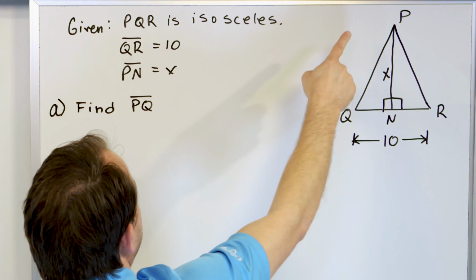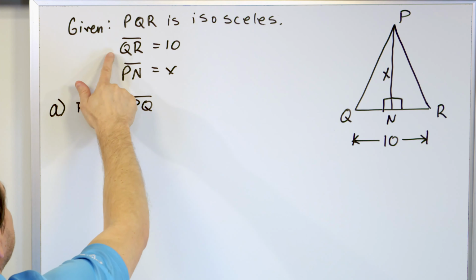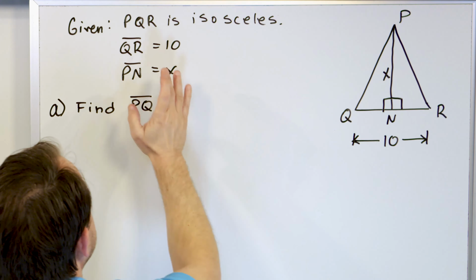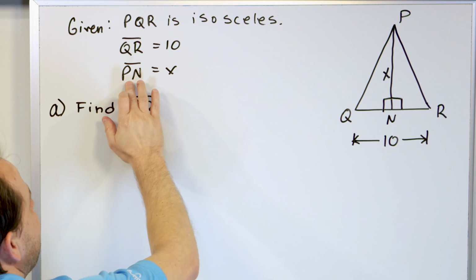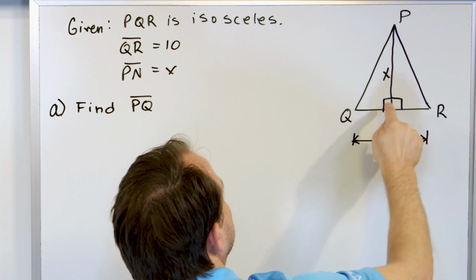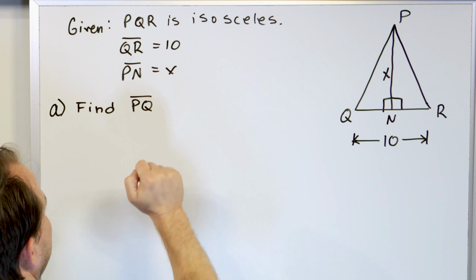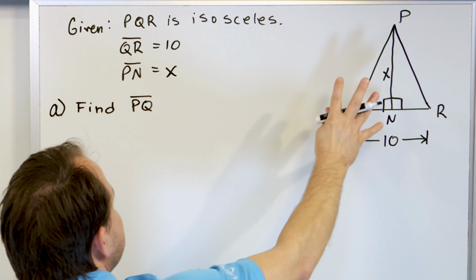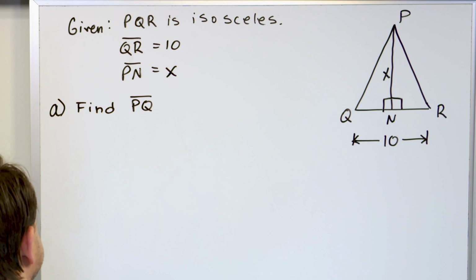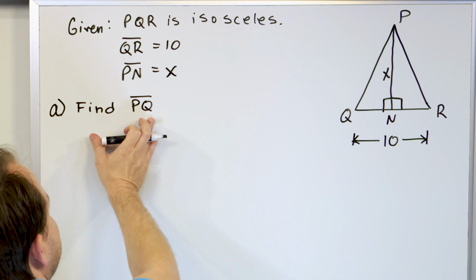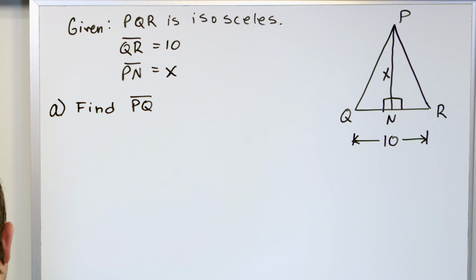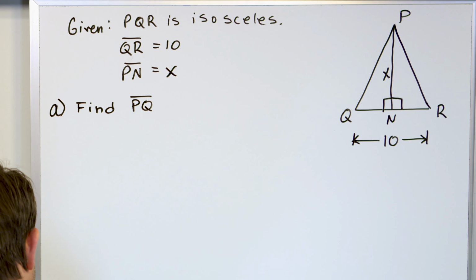So PQR is isosceles, we said that. QR is equal to 10. We have that labeled in the diagram already. And PN, meaning the vertical height there, is just equal to x. So we've actually written down everything over here on this side that is already labeled in the diagram. So we want to find PQ. We want to figure out what this is, right? We want to find out what that is. How can we figure out what that is?